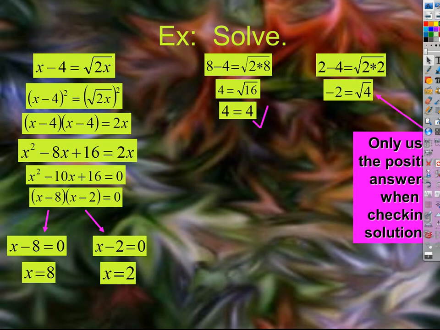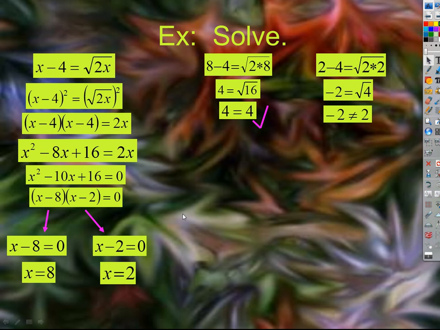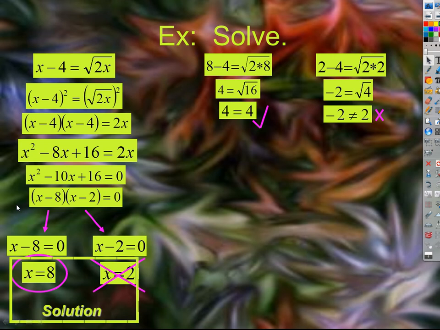Okay, what about the 2? If I plug 2 in, I get 2 minus 4 equals the square root of 2 times 2. Well, 2 minus 4 is negative 2. Does negative 2 equal the square root of 4? No. Negative 2 does not equal 2. So what does that tell me about the x equals 2 solution? Discard it. Only one of those we get to keep. One of them was extraneous.